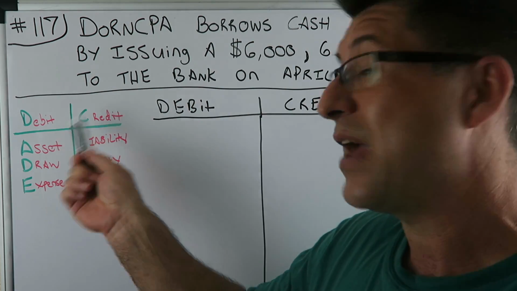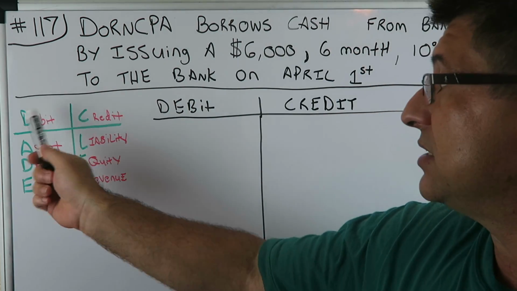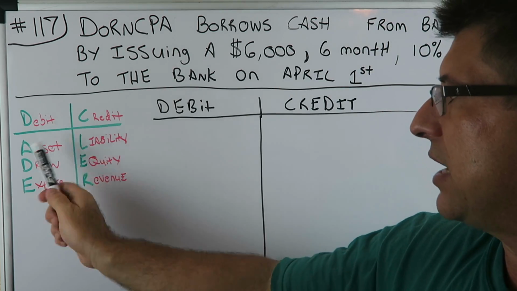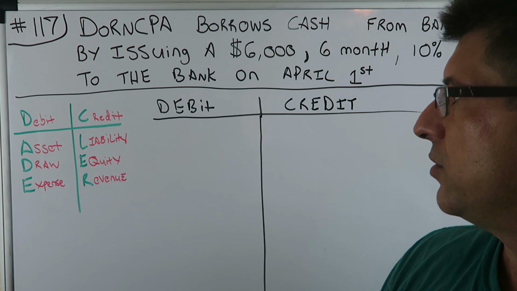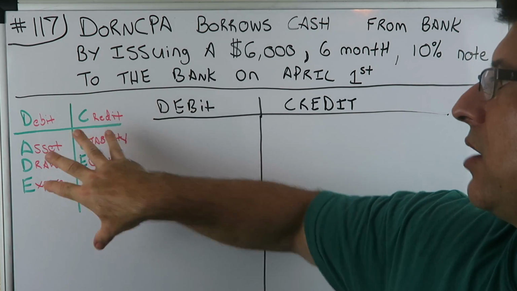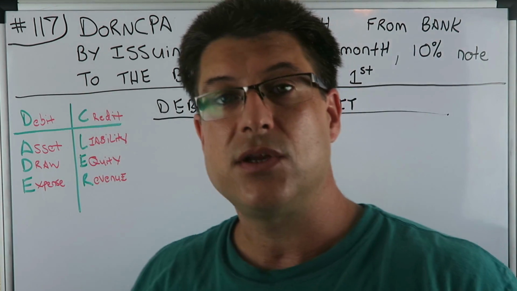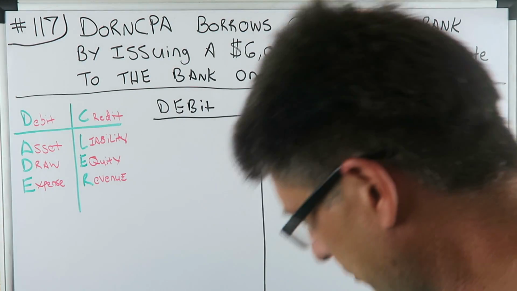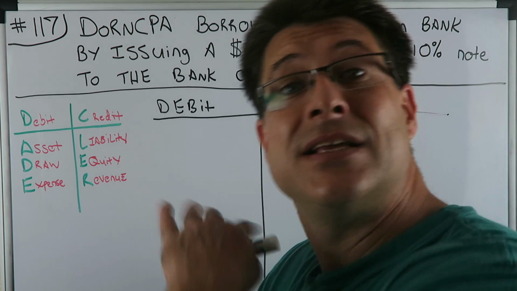Big reason we've helped thousands upon thousands of people is Debited. I have a bunch of those videos over there about it. Debit, credit, asset, draw, expense, liability, equity, revenue. Debited. This will help you out. We're going to use it to write journal entries, but it also has other uses as well. So let's just get into it, okay?